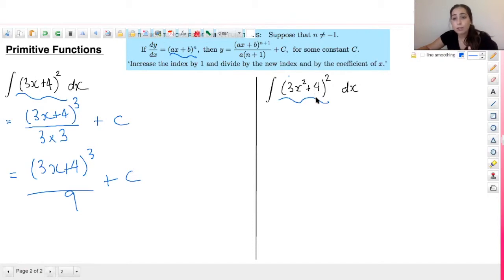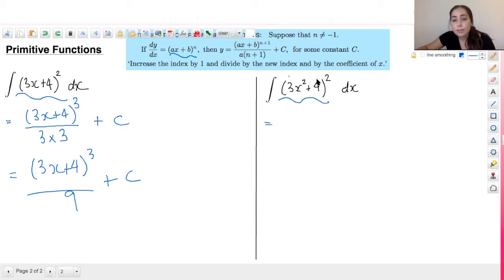So what a lot of students tend to do is realize that, since it's in brackets and it's got a power, you simply just follow through the same steps as we did in this question. But that's not true. You need to understand that what's in the brackets needs to be a linear expression. Otherwise, the only way to do this is through expansion.